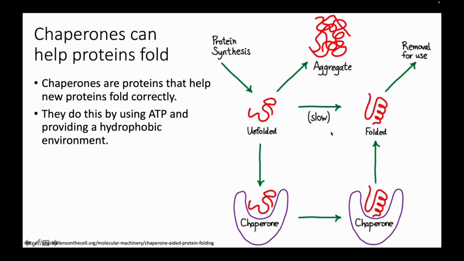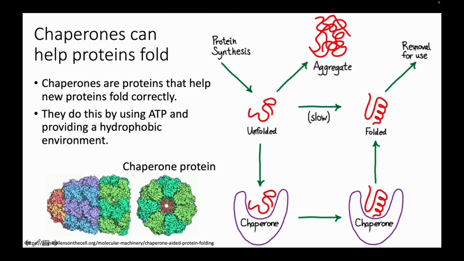Sometimes it can do that on its own just fine. The problem is sometimes this can be a slow process, and during that time, the protein may have a tendency to aggregate into an amorphous structure, which is not correct, and then the cell would have to break it down and start all over again. To prevent that, sometimes the cell will use a chaperone that keeps the protein in a safe place while it folds, and then you have your folded protein ready to use.